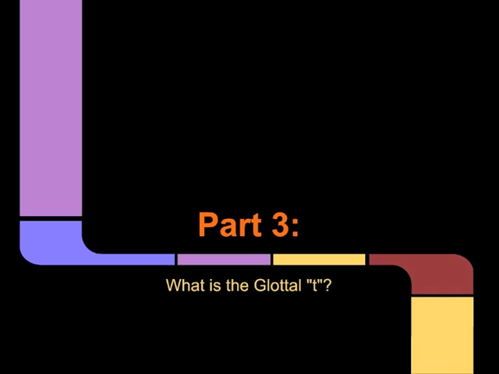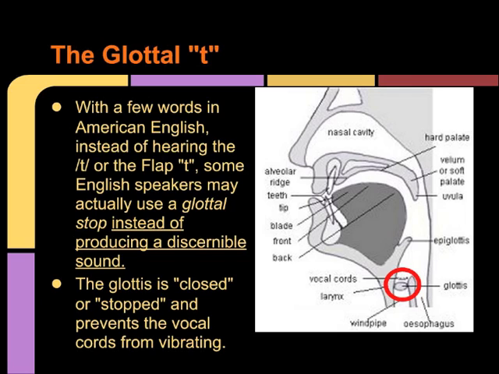Part 3. What is the glottal T? With a few words in American English, instead of hearing the t or the flap T, some English speakers may actually use a glottal stop instead of producing a discernible sound. The glottis, as you see here on the right side of the screen, is closed or stopped and prevents the vocal cords from vibrating.